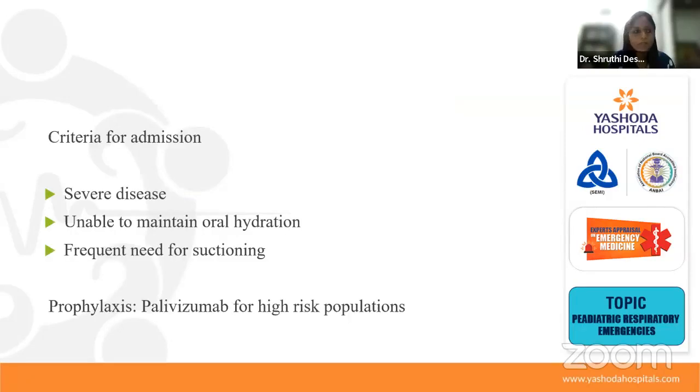The criteria for admission is if the child is having a severe form of bronchiolitis, is unable to maintain oral hydration, or has frequent need of suctioning. These are some of the criteria for admission. There's something called palivizumab. It is a monoclonal antibody against RSV, which can be used as a prophylaxis for high-risk populations.